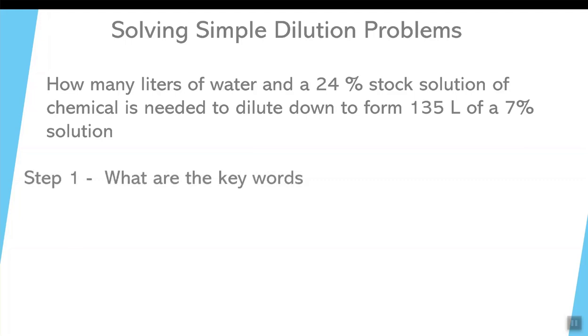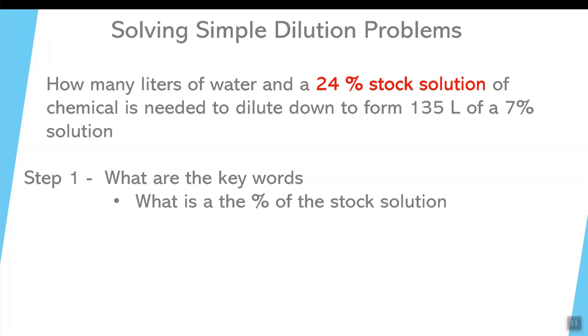When we take a look at this question, there's a number of key things that you need to focus on right off the bat. First of all, what is the percentage of the stock solution? Now, a stock solution is your concentrate, and you're going to add water to the concentrate to bring the percentage down to a more safe, economical, easy to handle concentration. Now, in this case, the stock solution is 24%, so that's your concentrate.